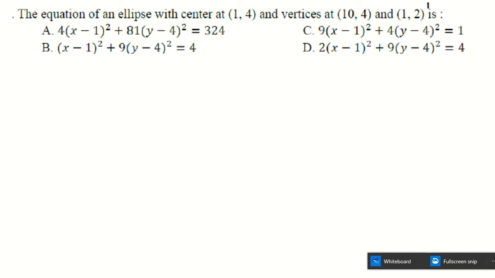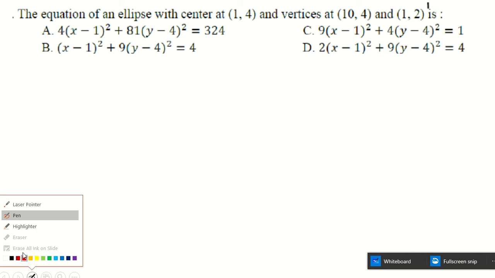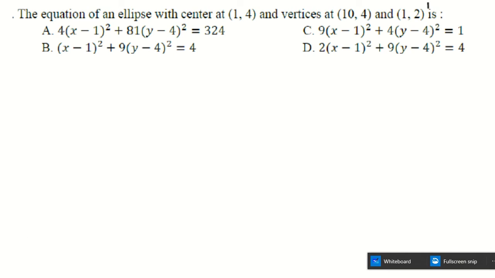Okay, the next question is this: which one of the following is the equation of the ellipse with center (1,4)? Try to sketch this kind of question. Try to visualize where it is. We are asked for the equation of an ellipse with center (1,4).